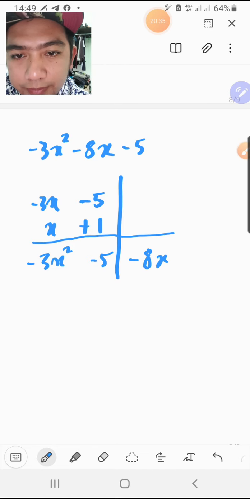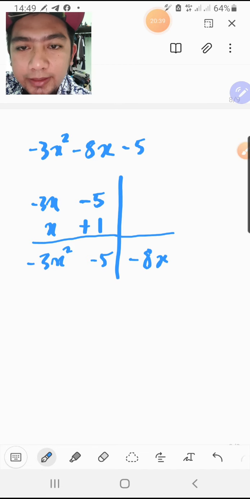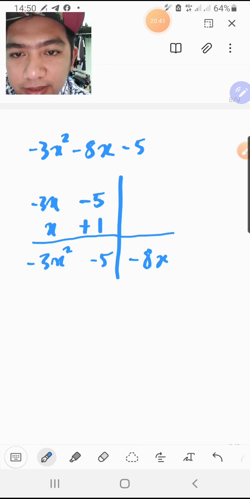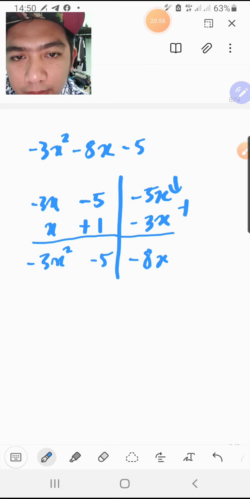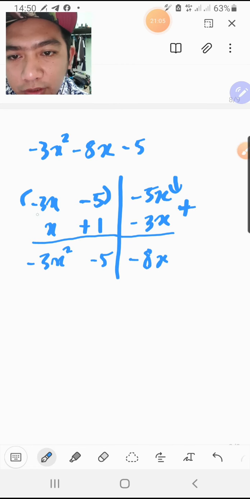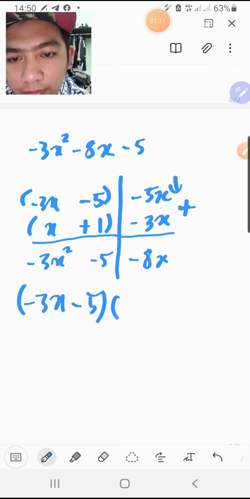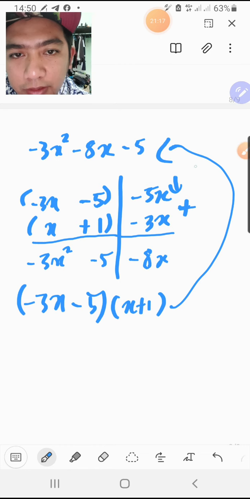So di sini teacher letak positif. Kita try, okay? Apa jadi? So X times negatif 5, so negatif 5X, kan? So negatif 3X times 1, you akan dapat negatif 3X. So then kalau kamu tambah ni ke bawah, negatif 5X plus negatif 3X, you will get negatif 8X. So you sudah dapat dia punya answer. Negatif 3X, negatif 5 times X plus 1. So kalau you expand, you akan dapat ini semula.